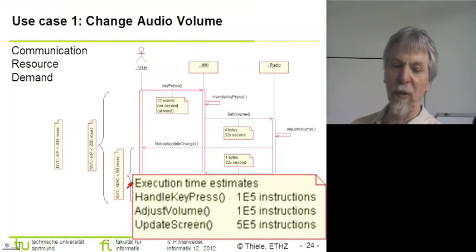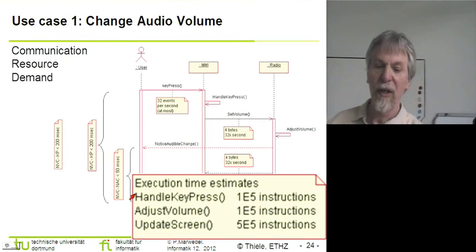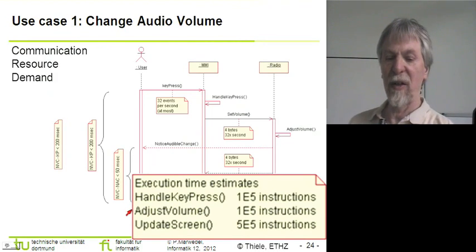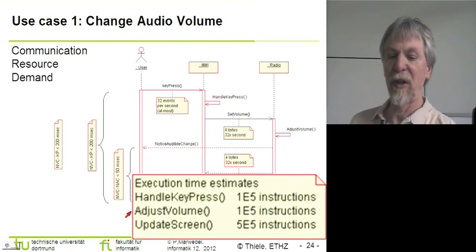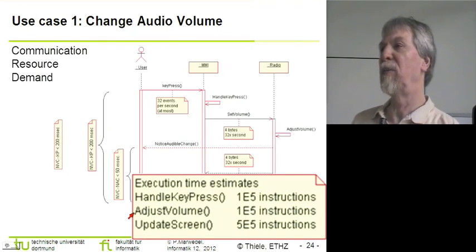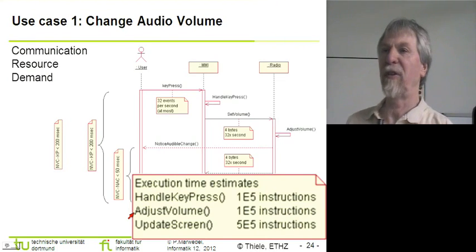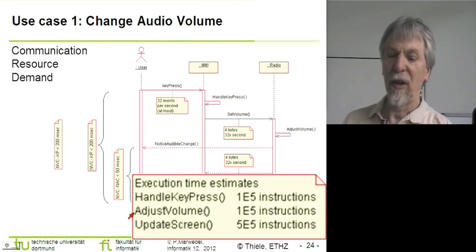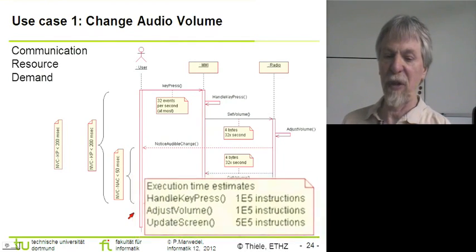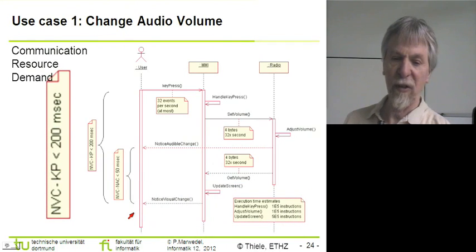And also, to make this not too complicated, we assume that there are some available execution time estimates. So we assume that we know that we need a certain number of instructions to be executed. If we press some key, adjusting the volume also needs a certain number of instructions to be executed. And to keep this rather simple, we assume that there is a constant execution time for these instructions so that we also have a good estimate on the total execution time for each of these actions.